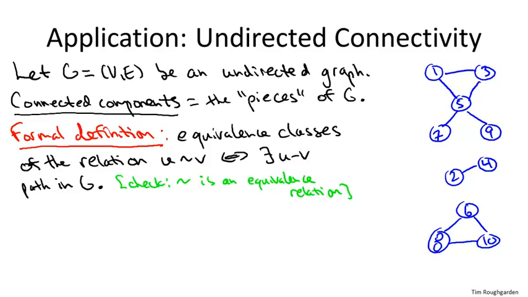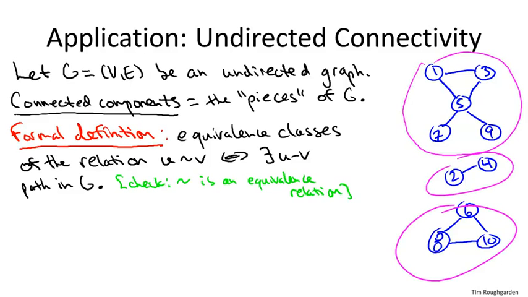Equivalence relations also have to be symmetric, meaning if u and v are related, then v and u are related. Because this is an undirected graph, it's clear that this is symmetric. If there's a path from u to v in the graph, there's also a path from v to u, so no problem there. Finally, equivalence relations have to be transitive. That means if u and v are related and so are v and w, then so are u and w. That is, if u and v have a path, and v and w have a path, then so do u and w. And you can prove transitivity just by pasting the 2 paths together.